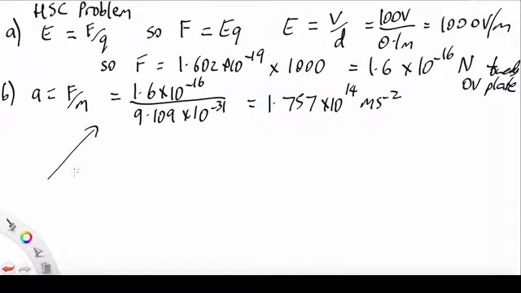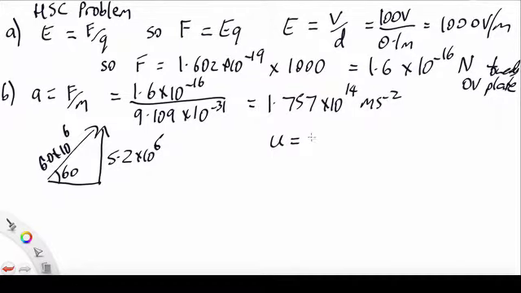Now it comes in at an angle of 60, and the speed is 6 by 10 to the 6 meters per second, but we only really want the vertical component of that, which will be 5.2 by 10 to the 6 meters per second. So we know that U, the initial speed there, is 5.2 by 10 to the 6. A, in the negative direction, 1.757 by 10 to the 14.